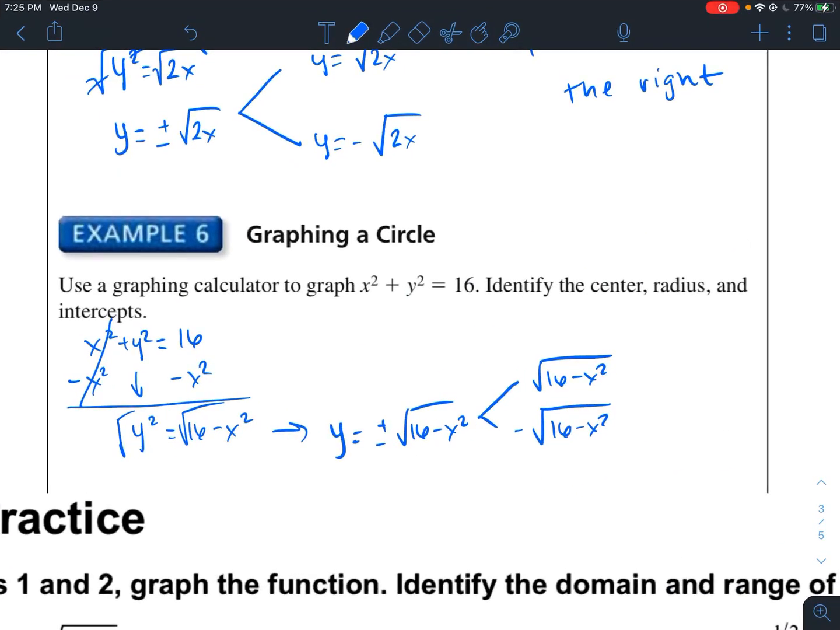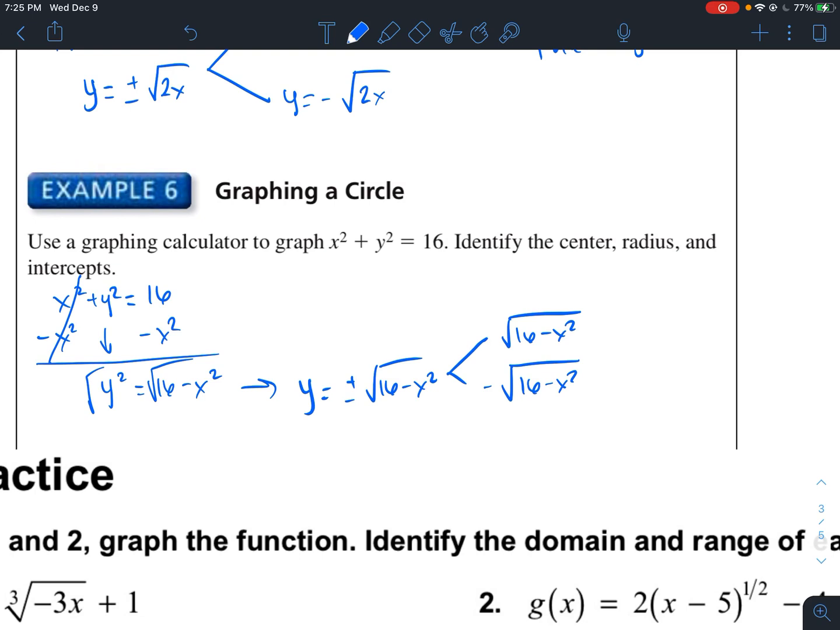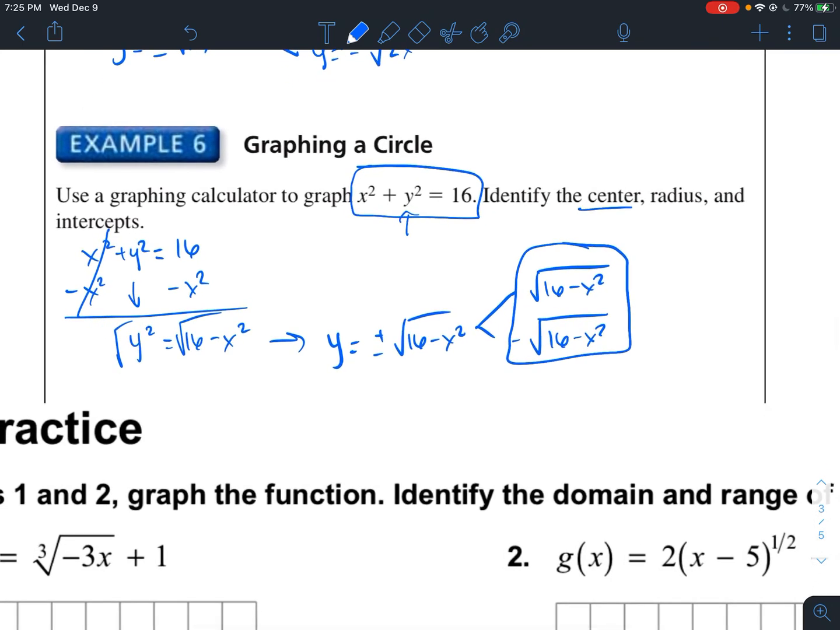Okay, so that's how you can graph circles. This is typically what a circle equation looks like, and then if you solve for y, you'll get two different functions, which allows you to graph the circle. The center of the circle is at 0, 0, and the radius is going to be 4, which happens to be the square root of 16. So the radius is 4, and the x-intercepts are at x equals plus or minus 4, because if the center is at 0, 0, then it will go out to both positive and negative 4.